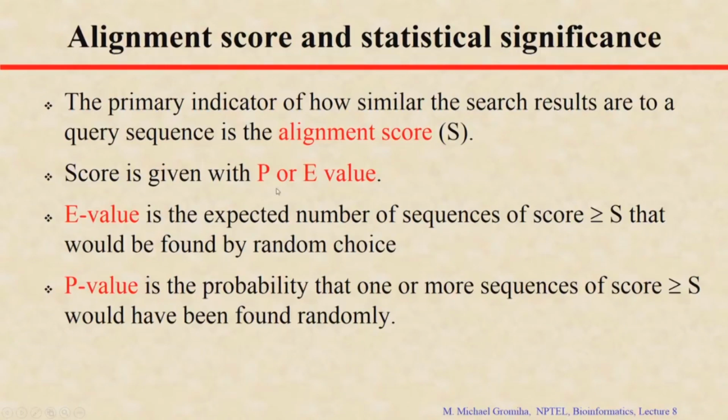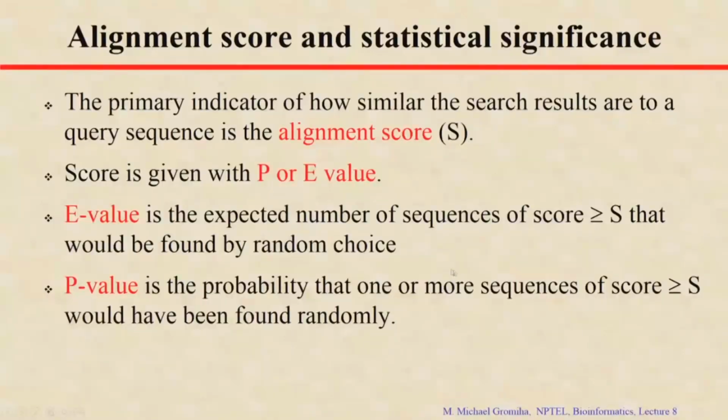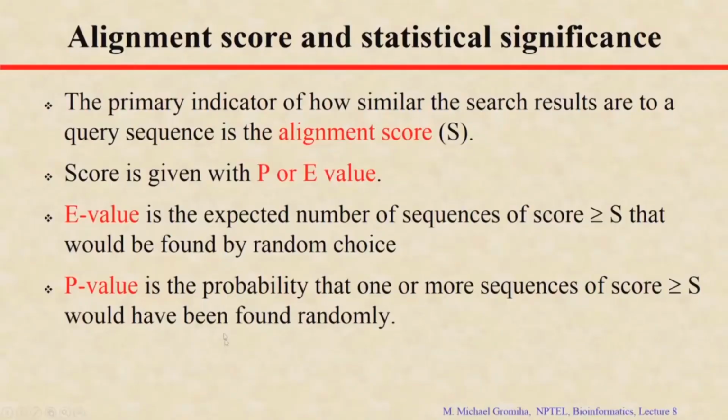These p and e values are very important in sequence alignment, to judge whether the sequences are statistically significant or not. The e value is defined as the expected number of sequences which can get a score more than s, that will be found by random choice. For example, if you get your alignment score say 10 or 15, what is the expected number of times you get that same number with any score of more than s? That is the e value. Then the p value is the probability of having one or more sequences with a score of more than s.